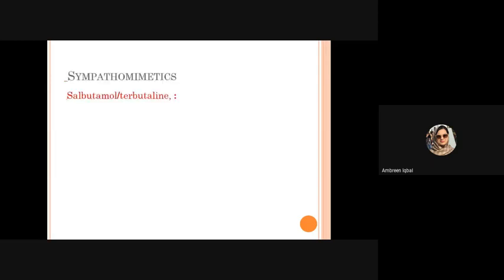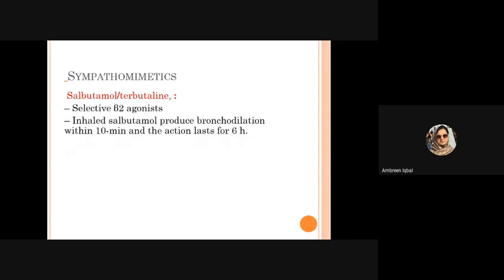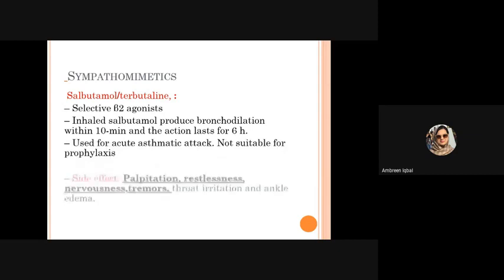Salbutamol and terbutaline, the short-acting ones, are selective beta-2 agonists. Inhaled salbutamol produces bronchodilation within 10 minutes, and the action lasts for 6 hours. It is used for acute asthmatic attacks, but it is not suitable for prophylaxis.